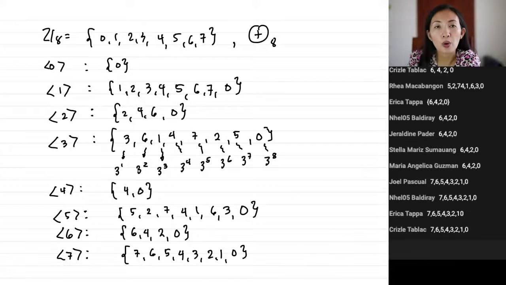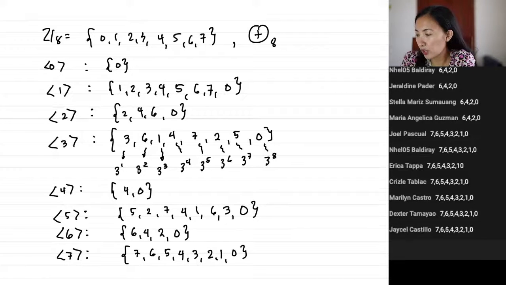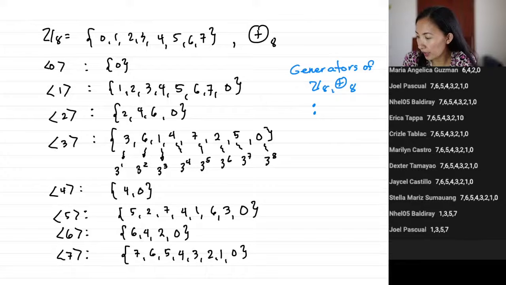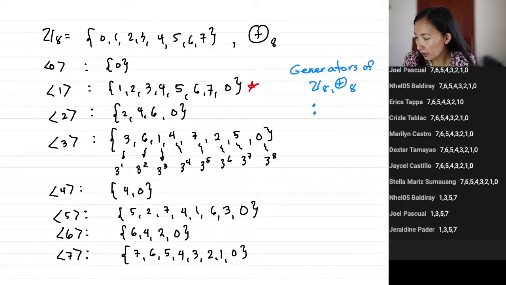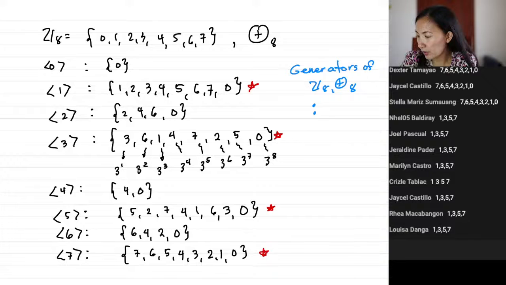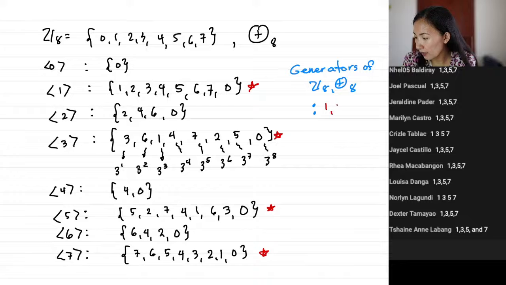Okay, that's it. So, if I would ask you now, which elements are the generators of Z sub 8, addition modulo 8? We have the following generators. 1, ayan, lagyan natin ng asterisk. 1, 3, 5, 7. Okay, so ang mga elements na to nagde-generate nung group: 1, 3, 5, and 7.